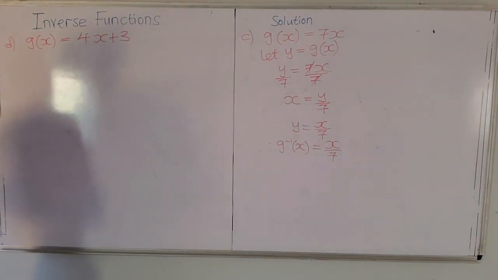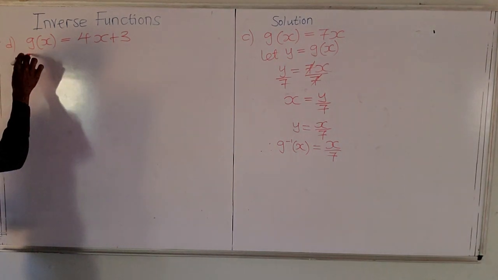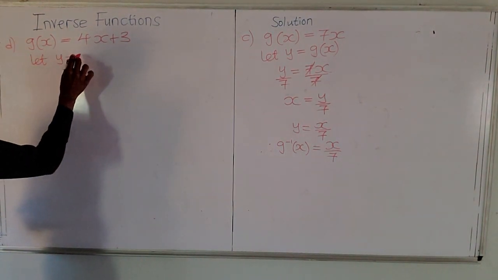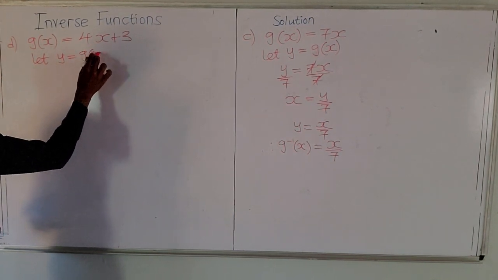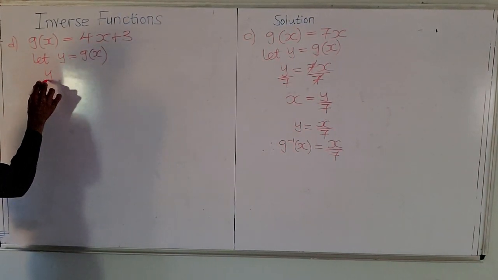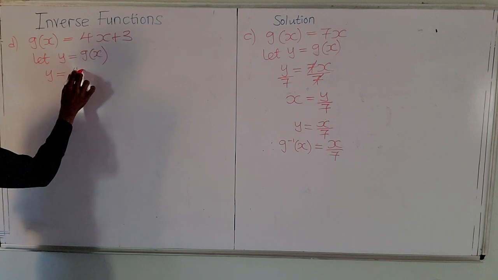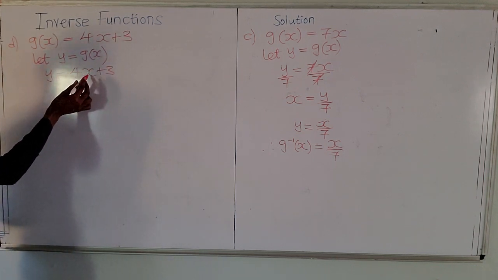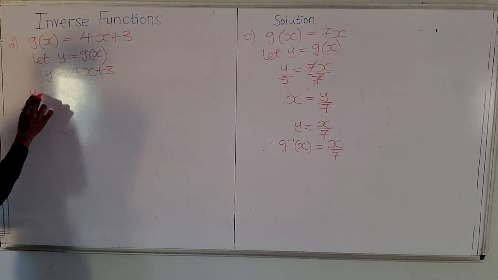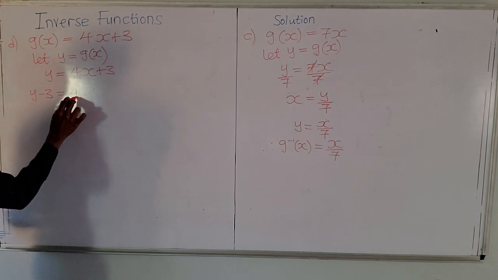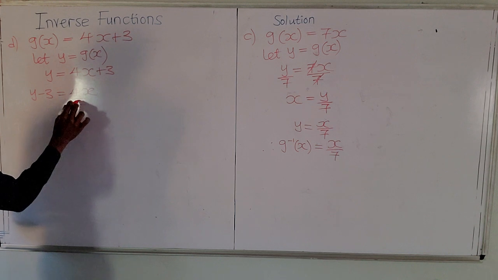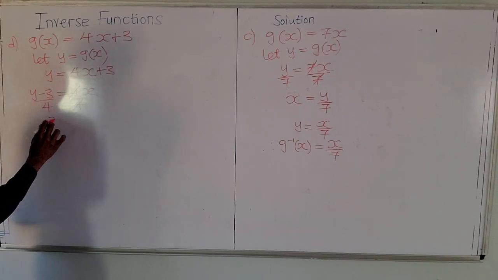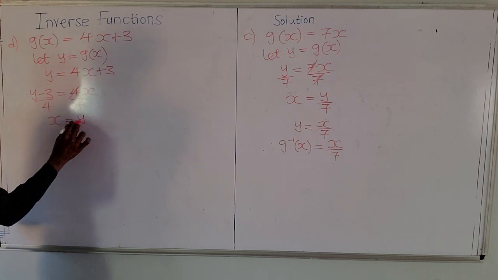With our last question, again, we just let the same thing. Let y be equal to g of x. So that now y becomes the subject of the function, which is 4x plus 3, making x the subject of the formula where I isolate everything. So this remains, divided by 4, divided by 4. So we divide. Our x now is y minus 3 over 4.